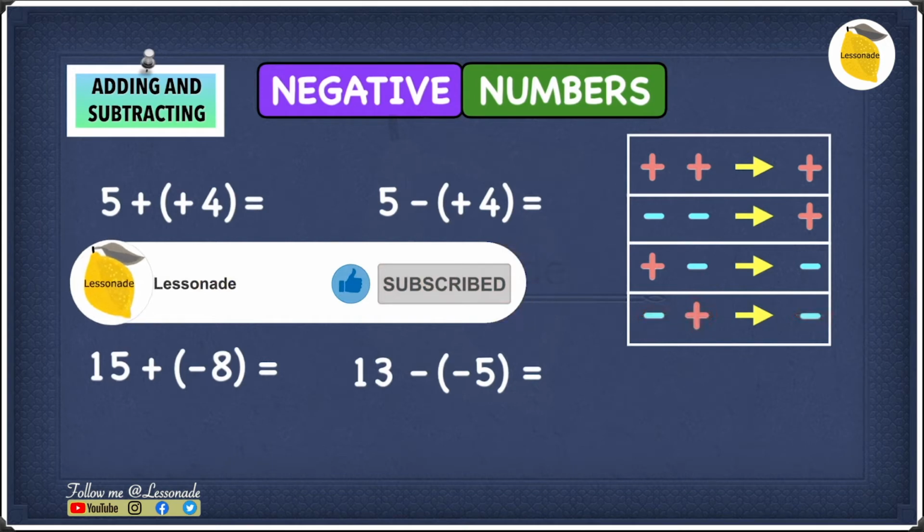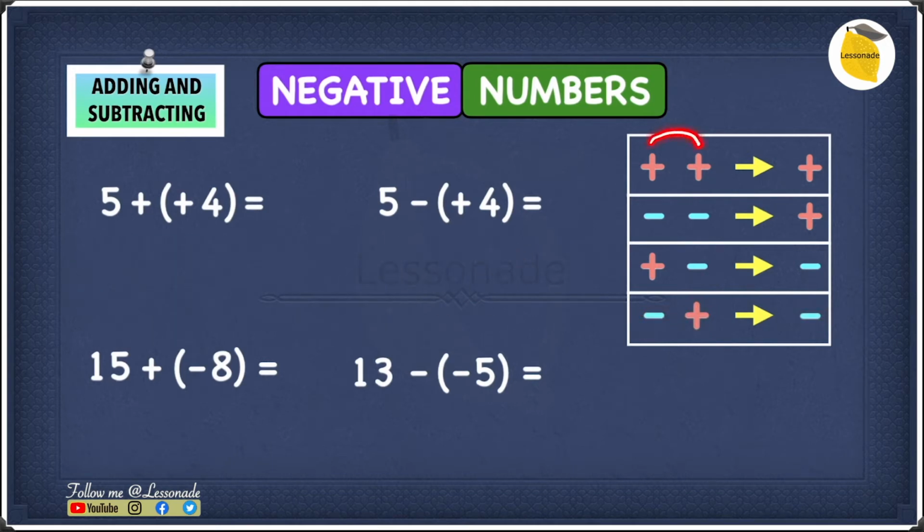In other words, if you have two of the same signs next to each other, then you have to do addition. If you have two of the different signs next to each other, then you have to do subtraction. With that in mind, let's have a look at our first example.